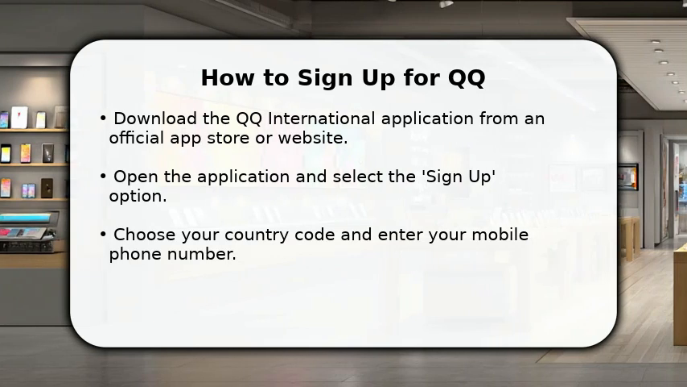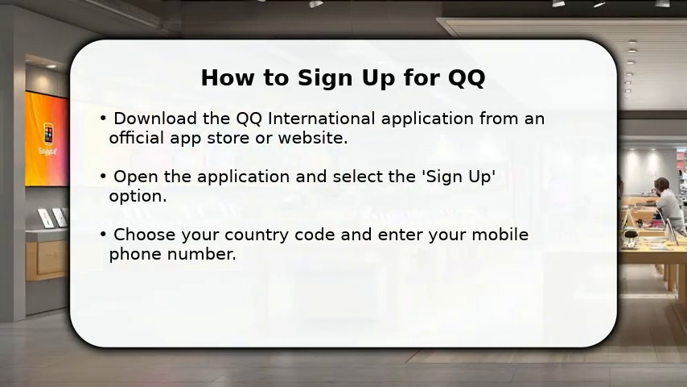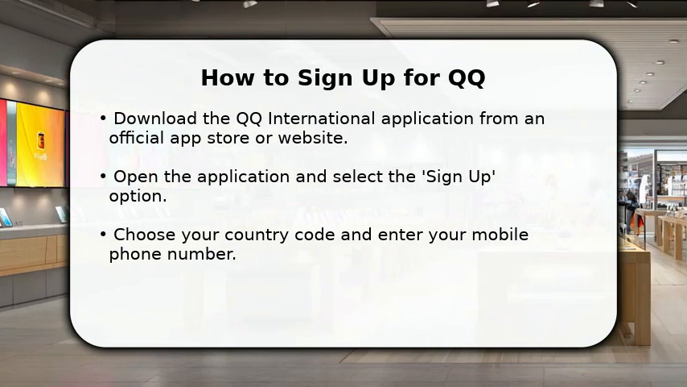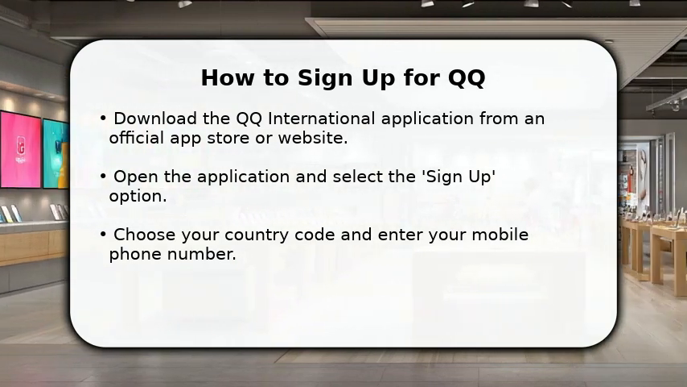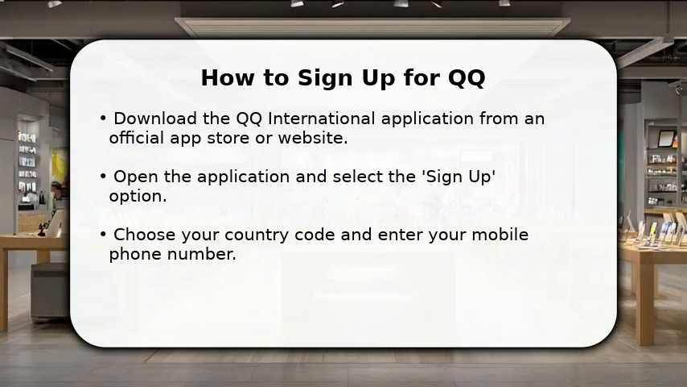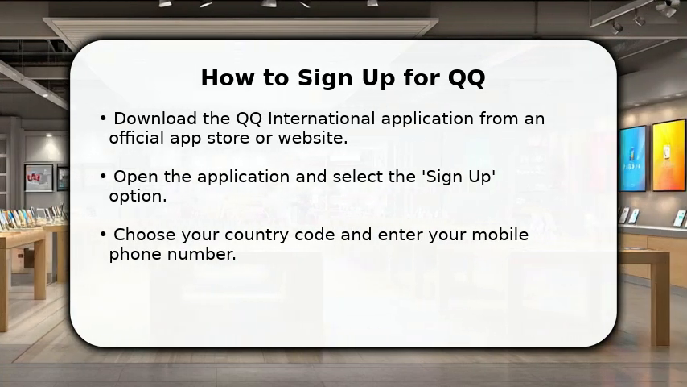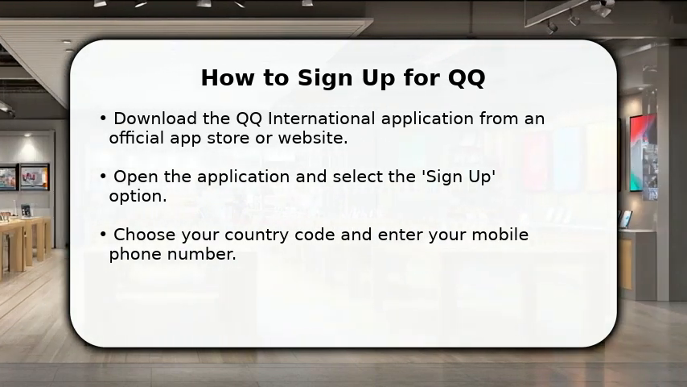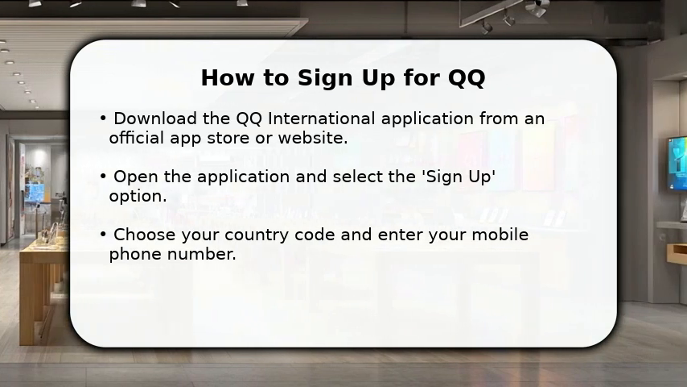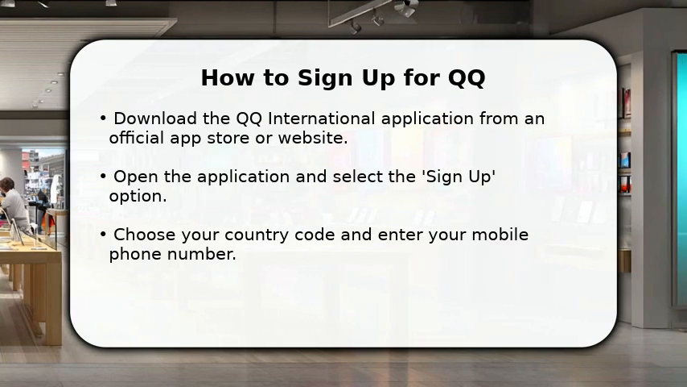In this video, I will explain how to sign up for a QQ account. First, download the official QQ International application from your device's app store or a trusted website. Once installed, open the app and locate the sign-up option. You will then need to select your country code and accurately enter your mobile phone number. A verification code will be sent via SMS, which you must input to proceed with the registration process.